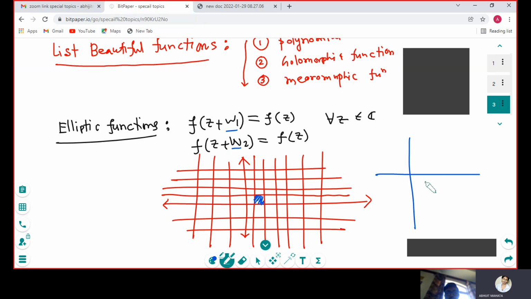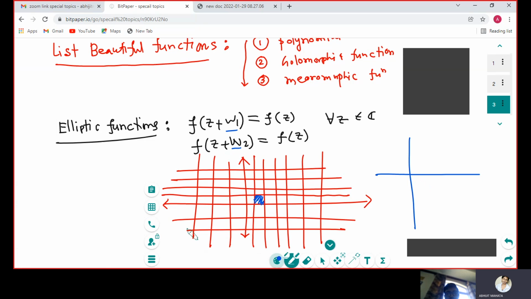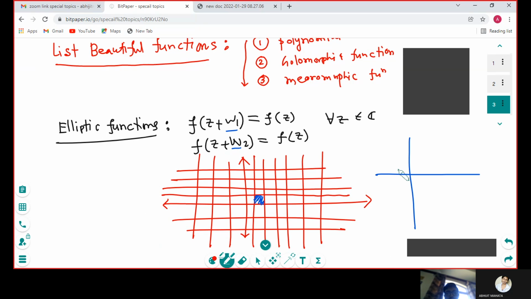So what is important? Here you have, let's say, w1, and let's say this is the complex number w2. Now you can make a parallelogram here, right? So this is a parallelogram. Two adjacent sides are w1 and w2.